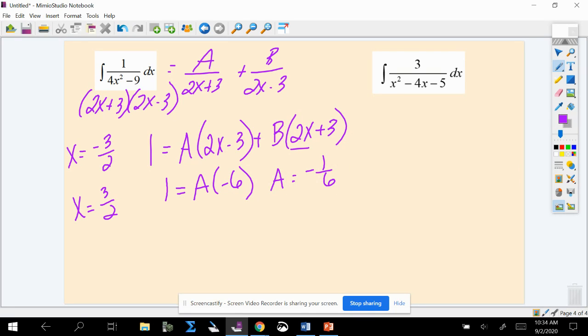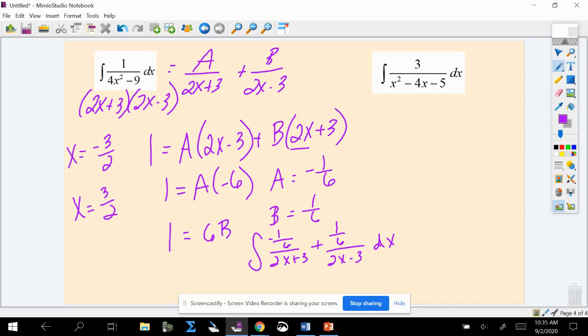And then I'm going to do the same thing to find b. I'm going to put 3 halves in this time, so I get 1 equals, when I put 3 halves in, I get 6b, so b equals positive 1/6. So here's where I want to watch the end. So I'm integrating negative 1/6 over 2x plus 3, and I'm integrating positive 1/6 over 2x minus 3.